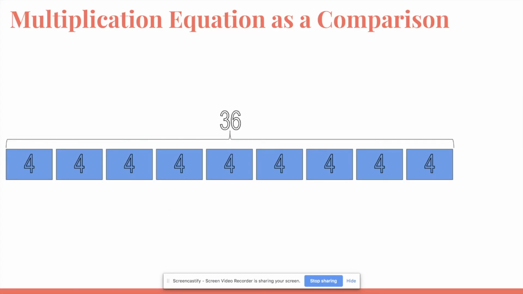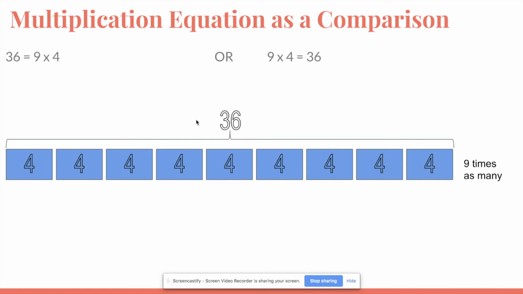All right. This time we got the model first. There's 36 because we know 4 plus 4 plus 4 plus 4 plus 4 plus 4 plus 4 plus 4 plus 4 is 36. 4, 8, 12, 16, 20, 24, 28, 32, 36. This is 36. But now, what multiplication equation is modeled here? Well, you may have noticed that there are 9 boxes. So 36 is 9 times as many as 4, because we have the number 4 9 times.